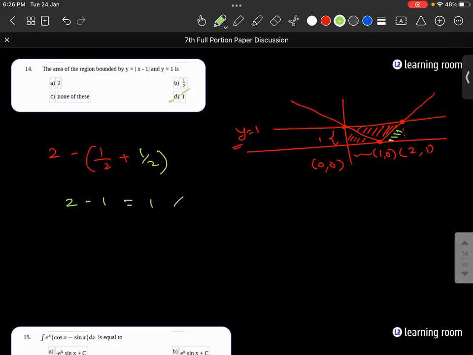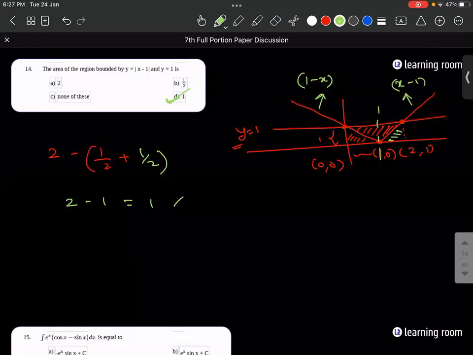Understood? Yes, sir. But when it comes to the subjective part, then you have to break it into 2 parts. Integral of 0 to 1. What is the equation of this? Either the equation is 1 minus x. The equation of this will be x minus 1. At the end, you know, right? Because you are splitting this and writing.